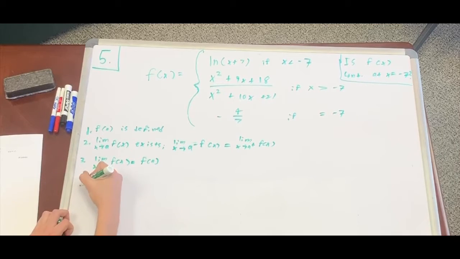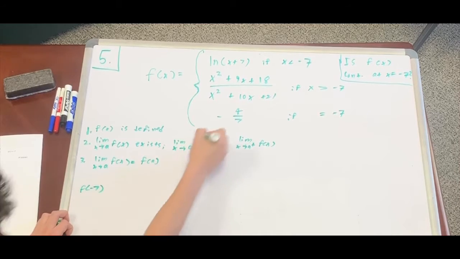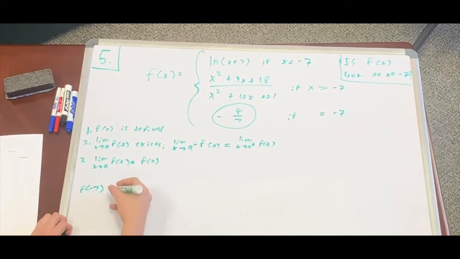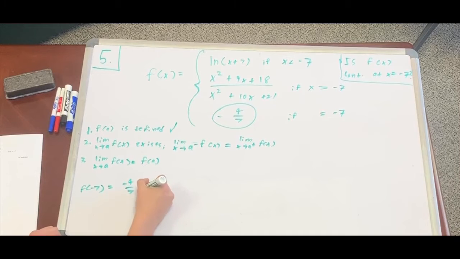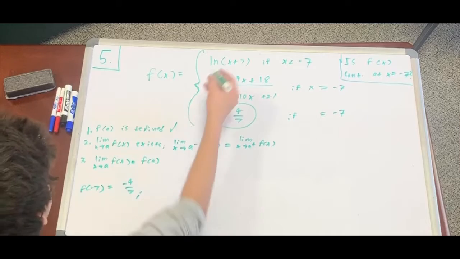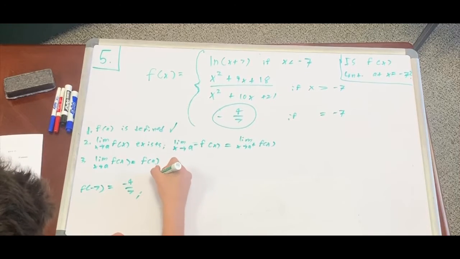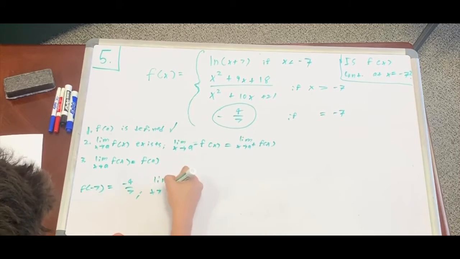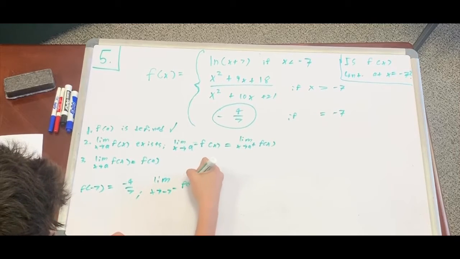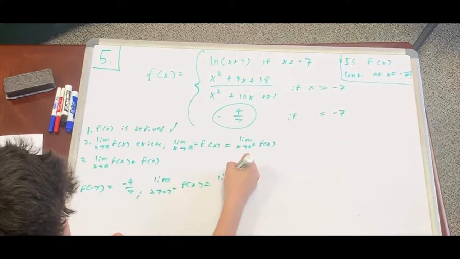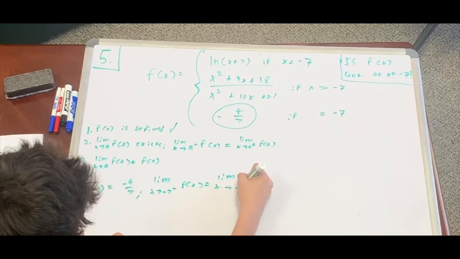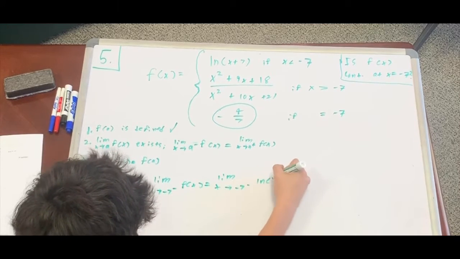So for this example, f of -7 is given right here at -4/7. So the first criteria is met. And if we go ahead and find the limit, we'll first do the left side limit, or this function from the piecewise. So it will be the limit as x approaches -7 from the left, f of x is equal to the limit as x approaches -7 of the natural log of x plus 7.